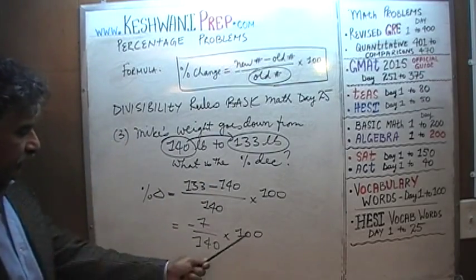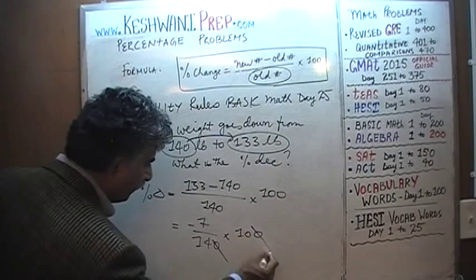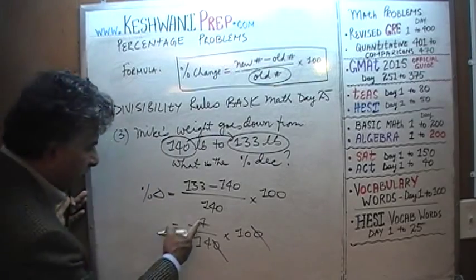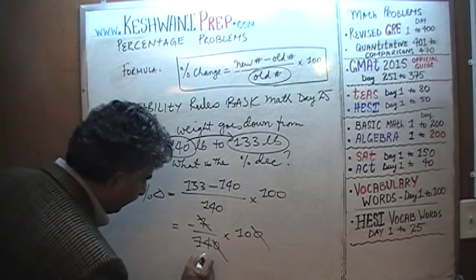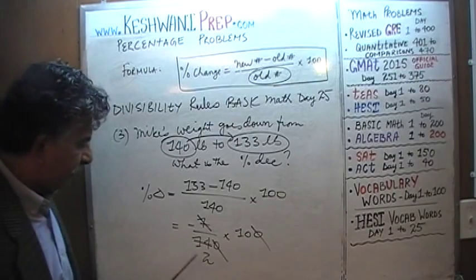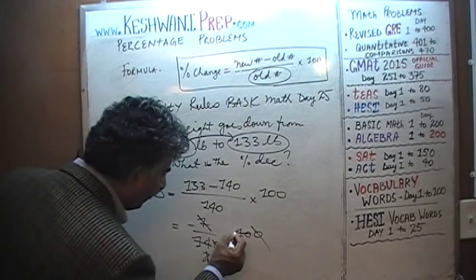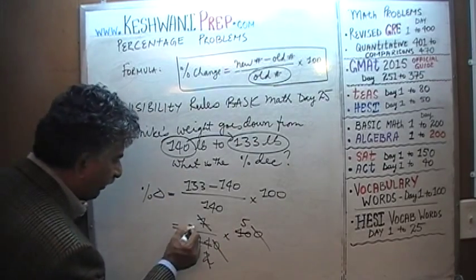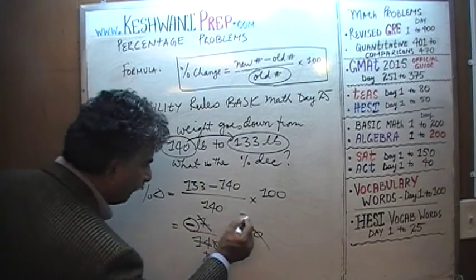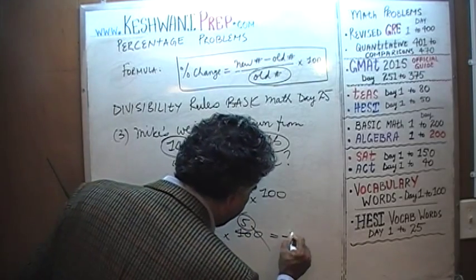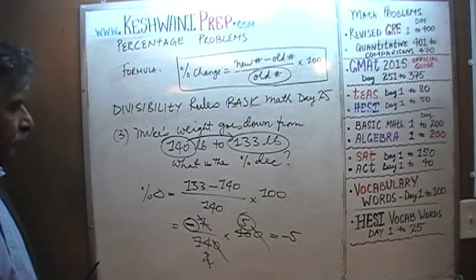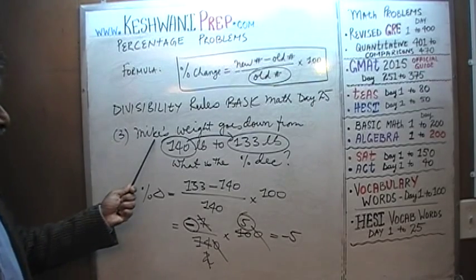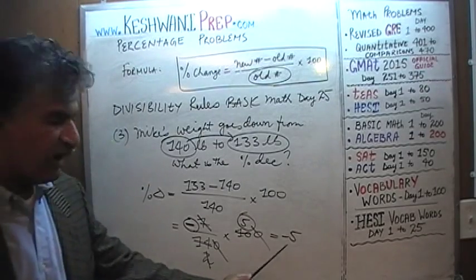Let's divide top and bottom by 10. If you divide top and bottom by 10, the 0 is going to go away. Let's divide top and bottom by 7. 7 goes away and 14 becomes 2. And divide top and bottom by 2 again. 2 goes away and 10 becomes 5. And don't forget, we have a negative here. Negative 5. Mike's weight has gone down by 5%.